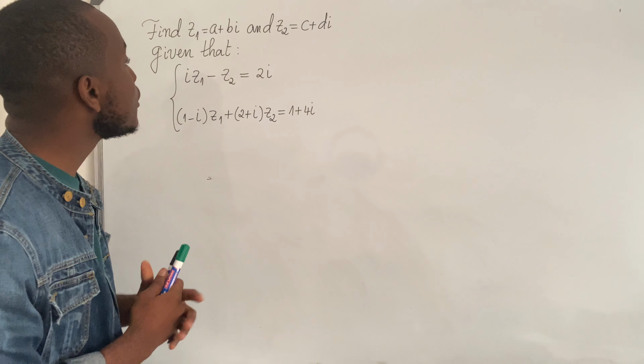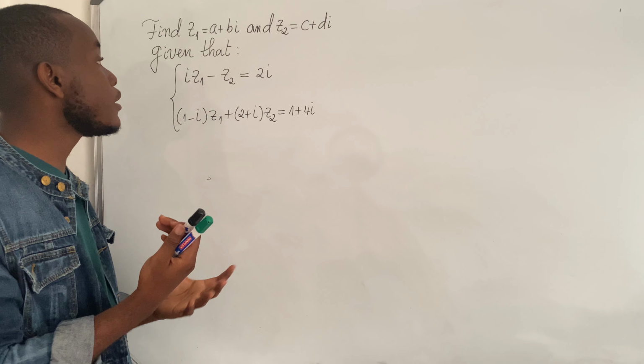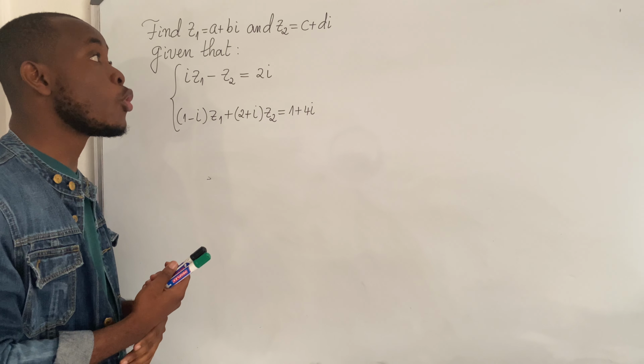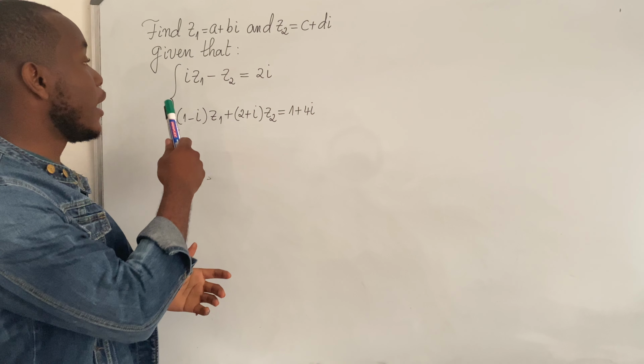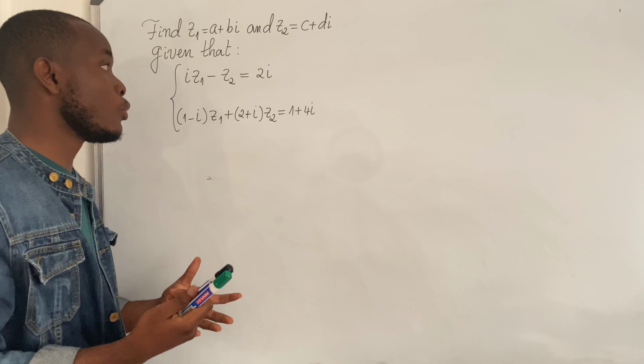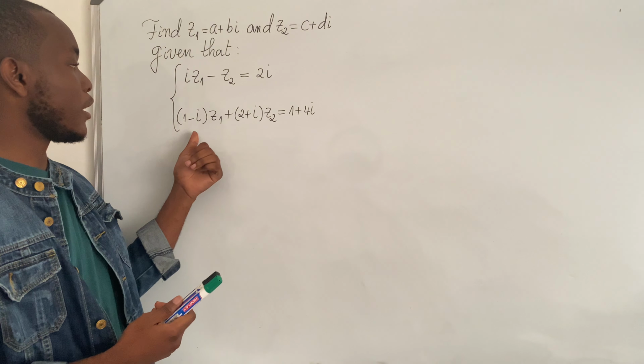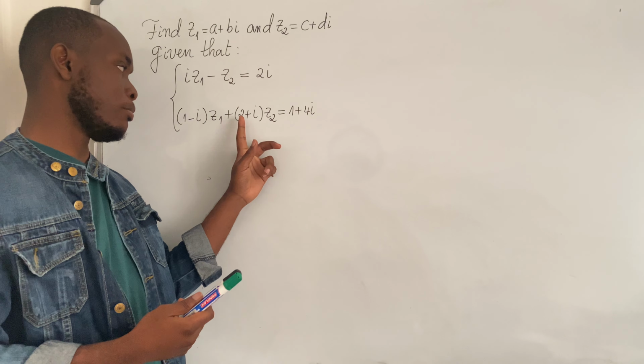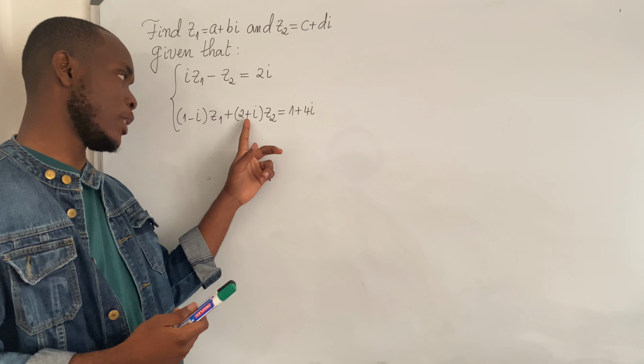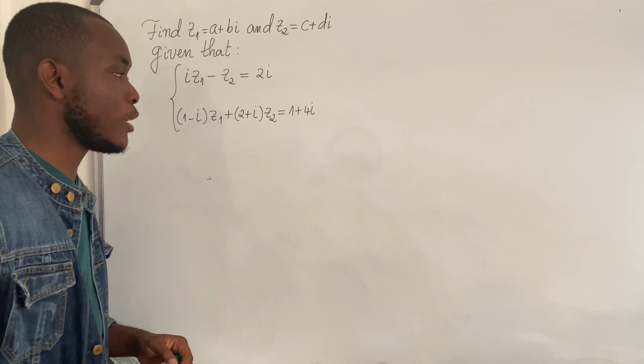So today we have this system of equations whereby Z1 and Z2 are two complex numbers. We have Z1 minus Z2 equal to 2i, and we have (1 minus i) times Z1 plus (2 plus i) times Z2 equal to 1 plus 4i.